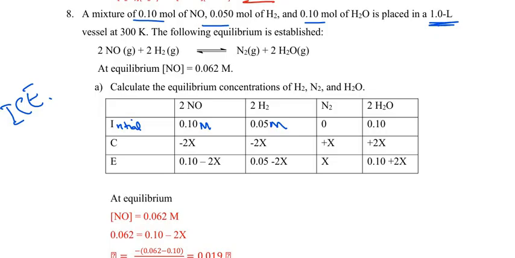Nitrogen, nothing was given. So we're assuming it to be 0. Only water. So water, there was some leftover water somewhere. No wonder we're having water starting with something there. Then they're telling us that at equilibrium, the nitrogen monoxide became 0.062. So we're putting negative 2x, plus 1x. These are the changes that are happening there. Then let me probably rewrite this.